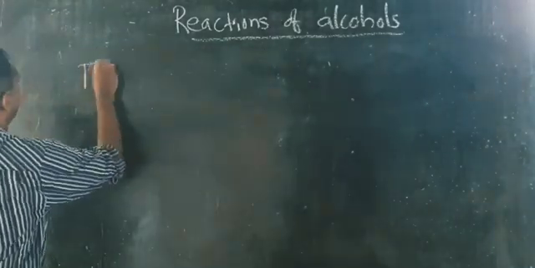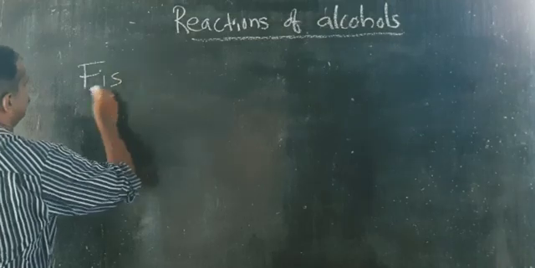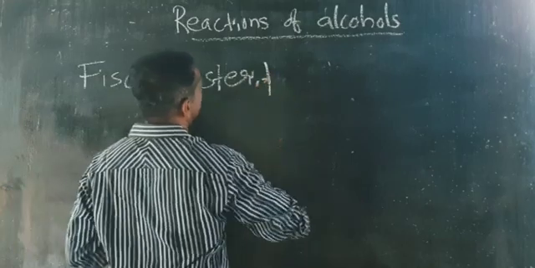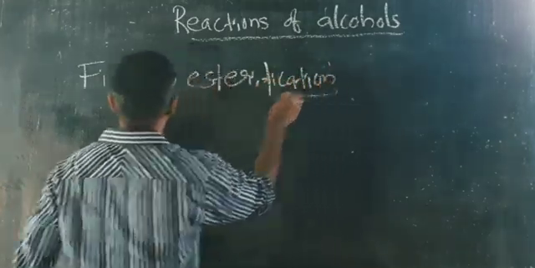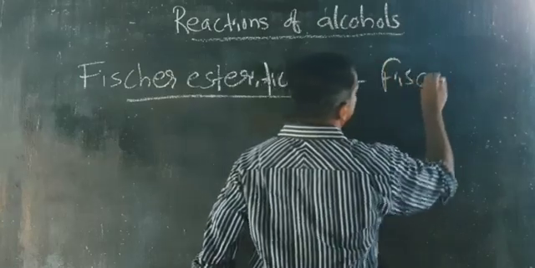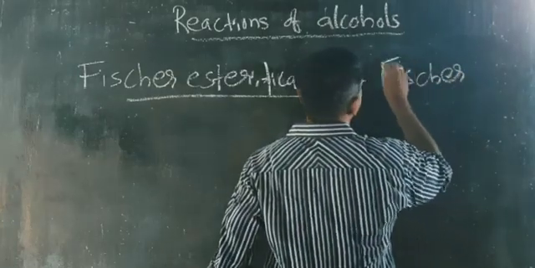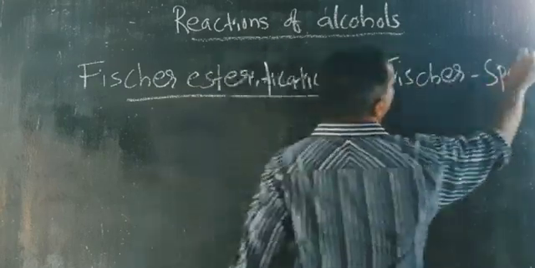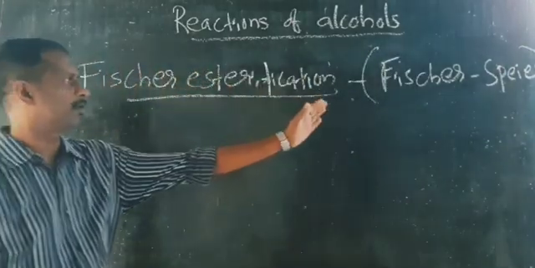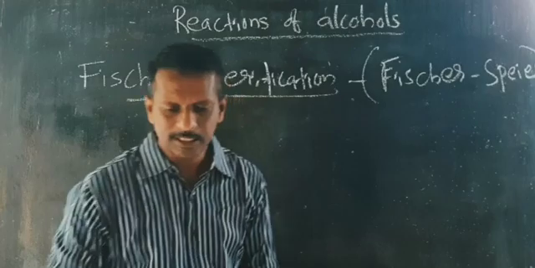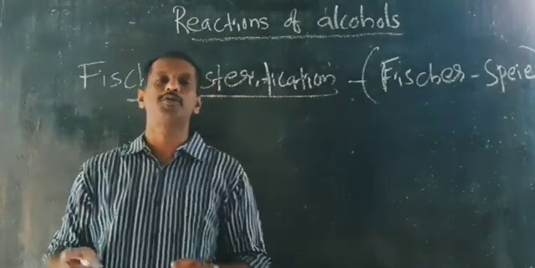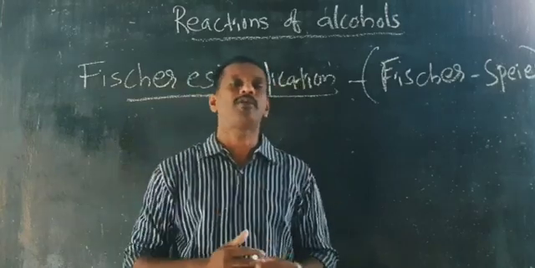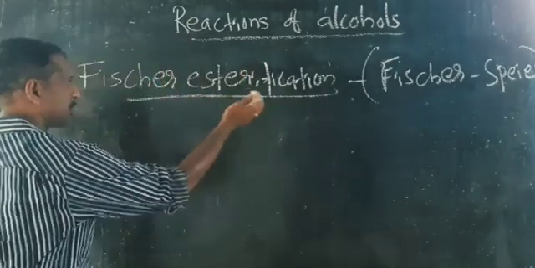Now you must remember another esterification reaction. Its name is Fischer esterification reaction, or another name is Fischer-Speier esterification. Or simply Fischer esterification. In this esterification reaction, an ester is produced by passing dry HCl gas through a 1:1 mixture of carboxylic acid and alcohol. What is Fischer esterification reaction?